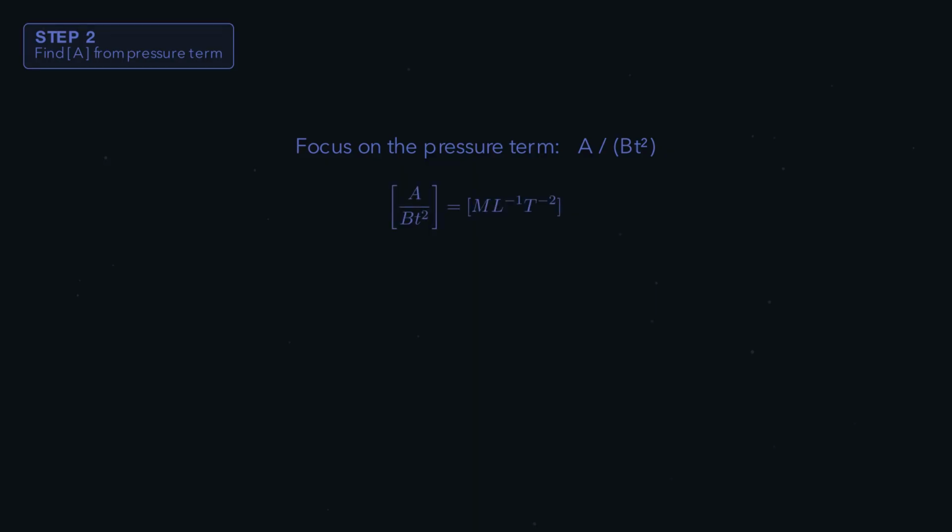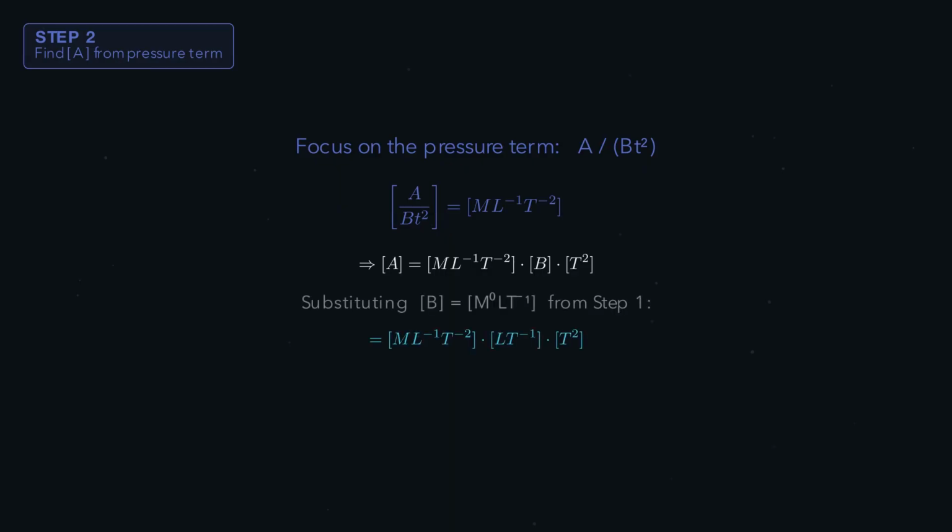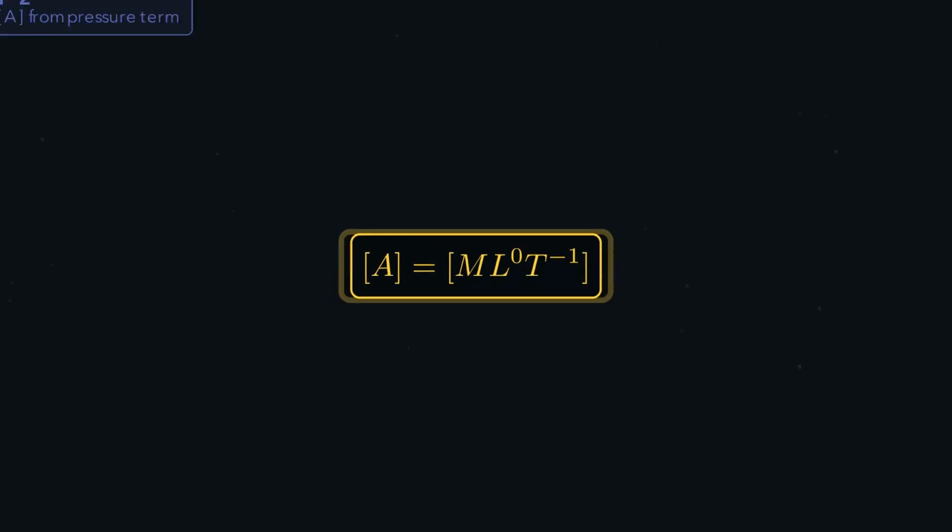Rearranging, A equals pressure times B times T squared. We substitute B as length per time and T squared as time squared. Multiplying through the exponents, mass times L to the 0 times T to the minus 1. So A has the dimensions of mass per time.